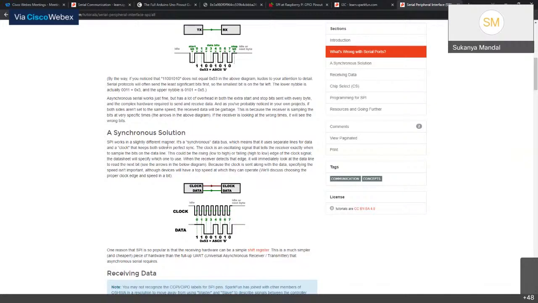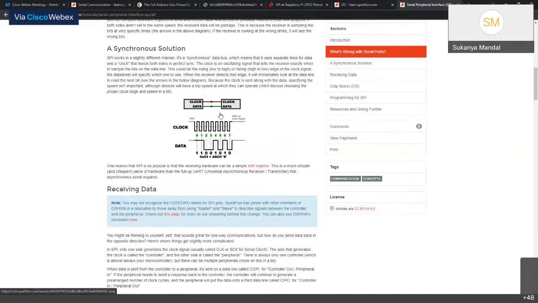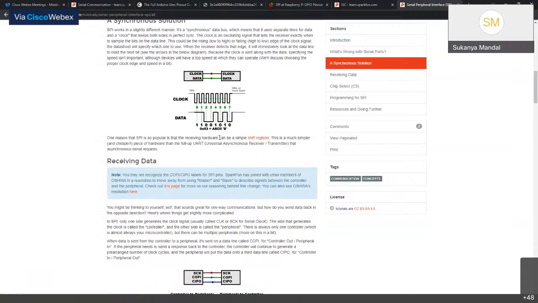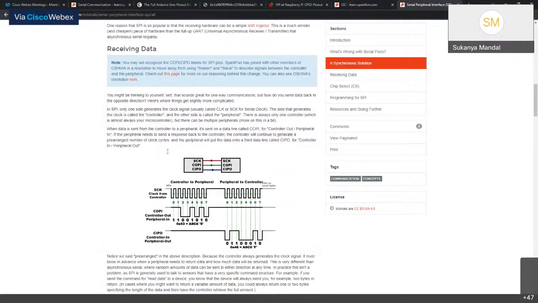Okay, so now looking at this diagram, there's a clock and there's data transfer bit. Here the clock is in idle mode. Then we have the bytes transferred, and then again it goes to the next idle mode. One reason for SPI being so popular is that the receiving hardware can just be a simple shift register. It need not be a microcontroller or a microprocessor. So shift registers are cheaper than the piece of hardware that a UART, those asynchronous serial inputs, requires.